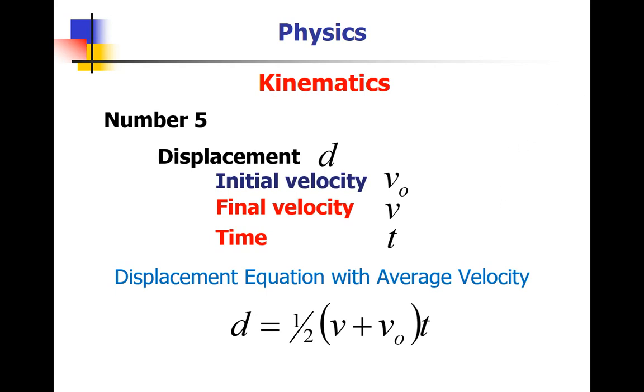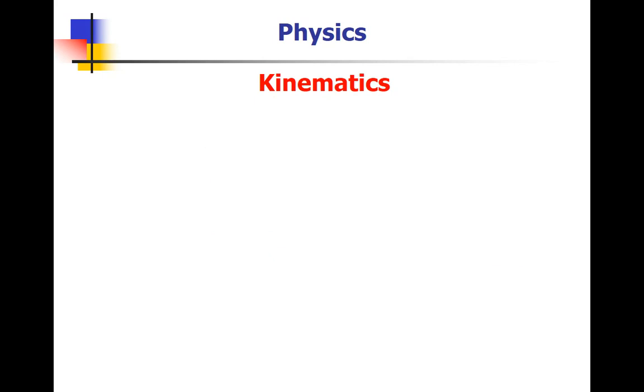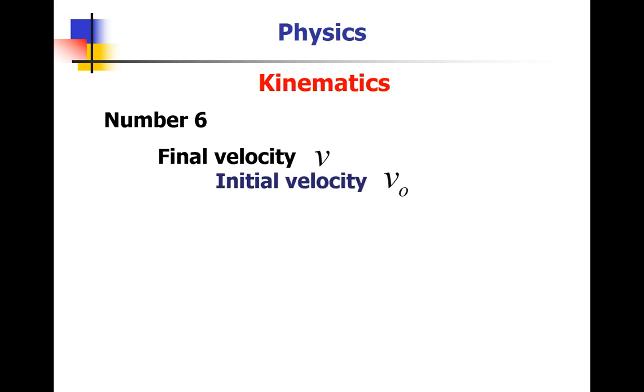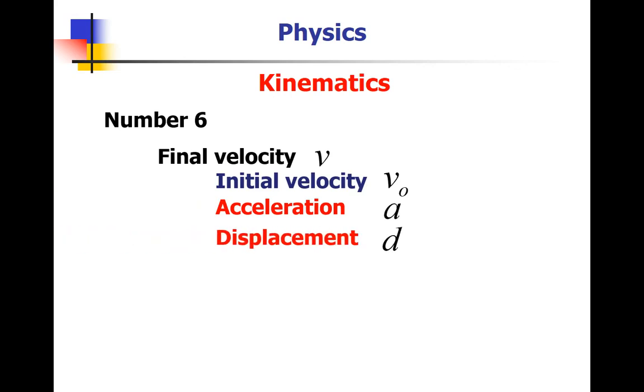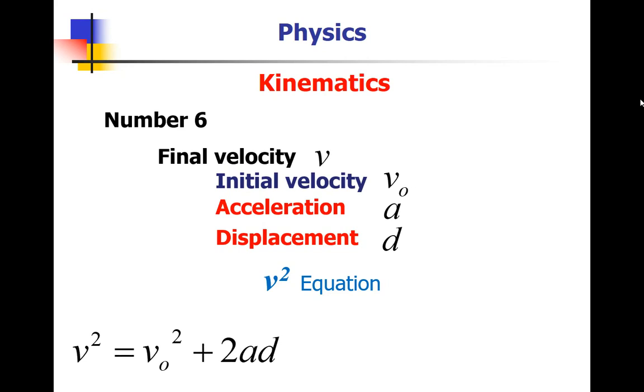And then finally, one of the more powerful of the big six will let me find my final velocity if I know the initial velocity, the acceleration, and the displacement. Notice, this is the only one of the big six that does not have time involved. This is called the v squared equation, because it lets me solve for the final velocity squared. V squared is v naught squared plus 2ad.